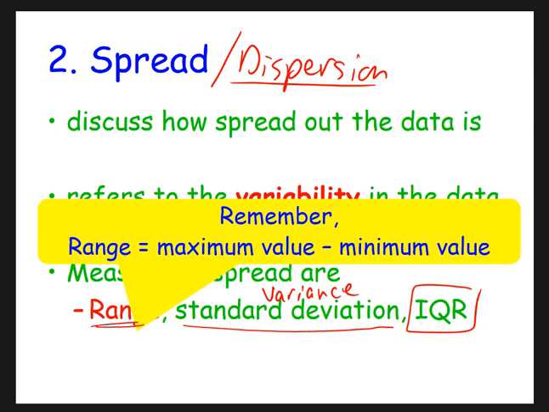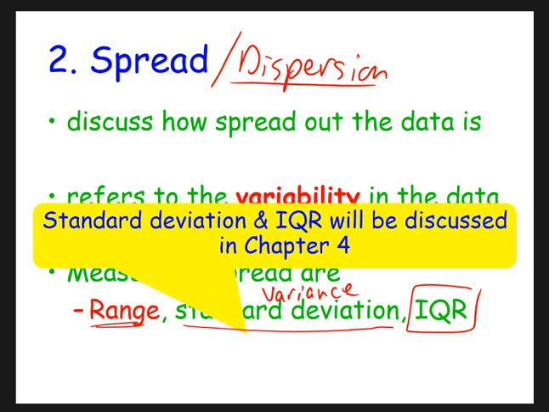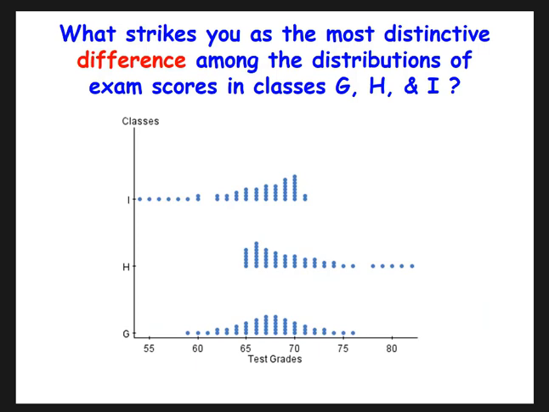So the range is just the largest value minus the smallest value. I'm sure you've seen that. IQR we're going to discuss in the next PowerPoint for Chapter 4. Standard deviation as well. It's a longer calculation. So when we look at describing data numerically, we'll look at those calculations.